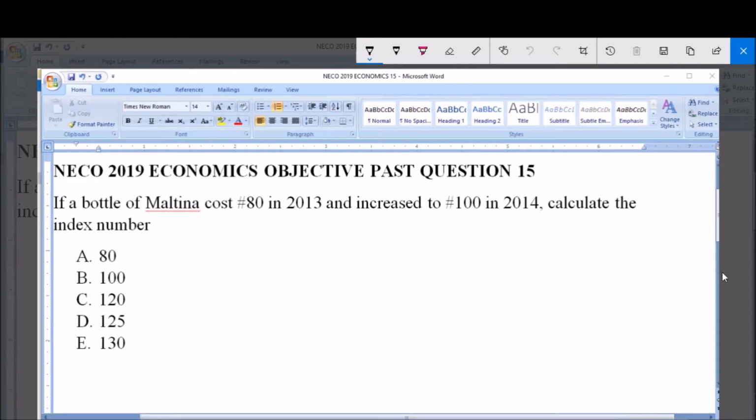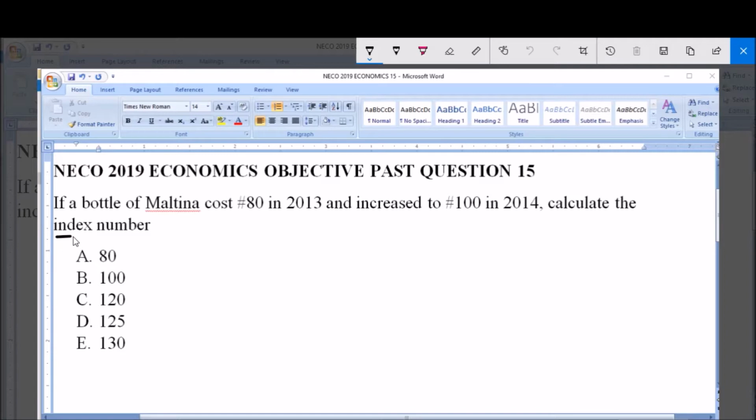Hello and welcome. I'm going to be answering NECO 2019 Economics Objective Past Question 15. If a bottle of Maltina cost 80 naira in 2013 and increased to 100 naira in 2014, calculate the index number. A 80, B 100, C 120, D 125, E 130.